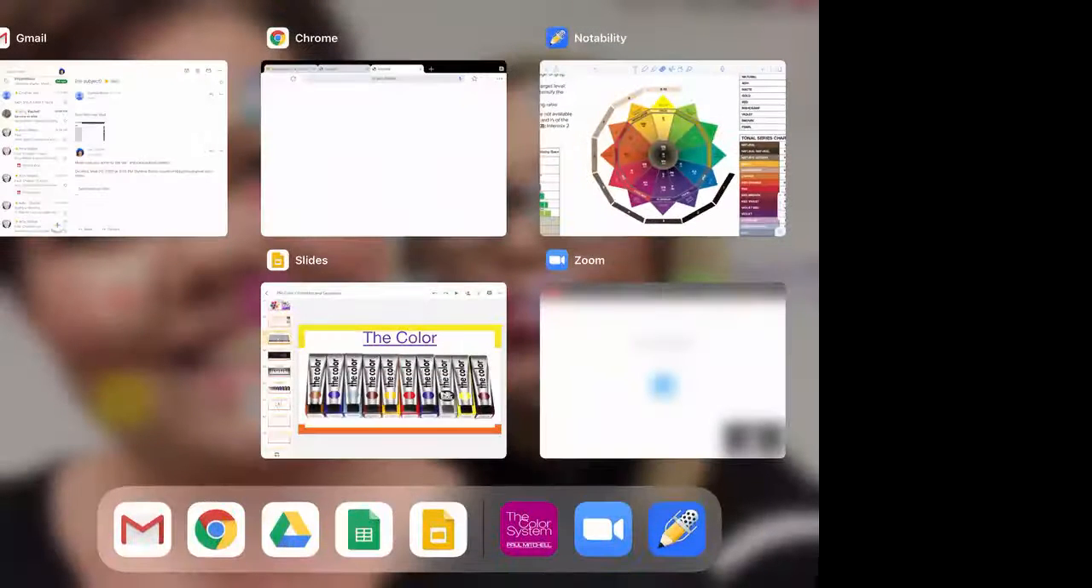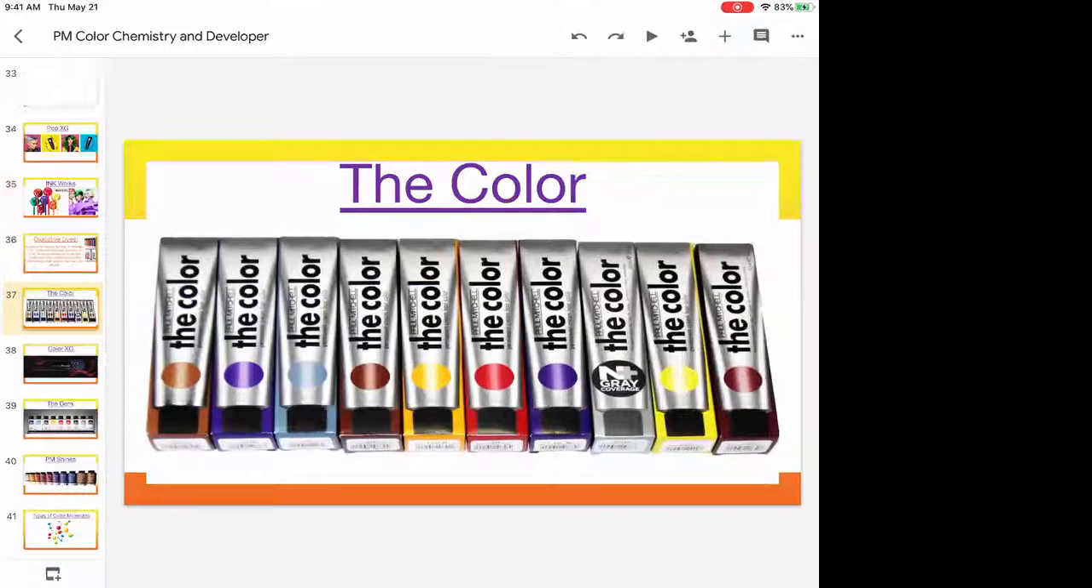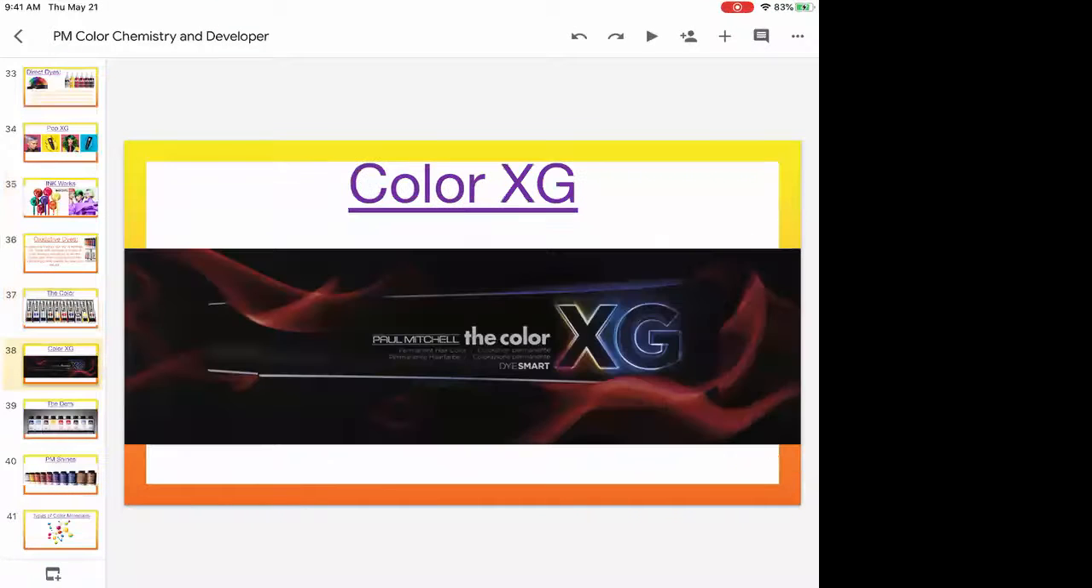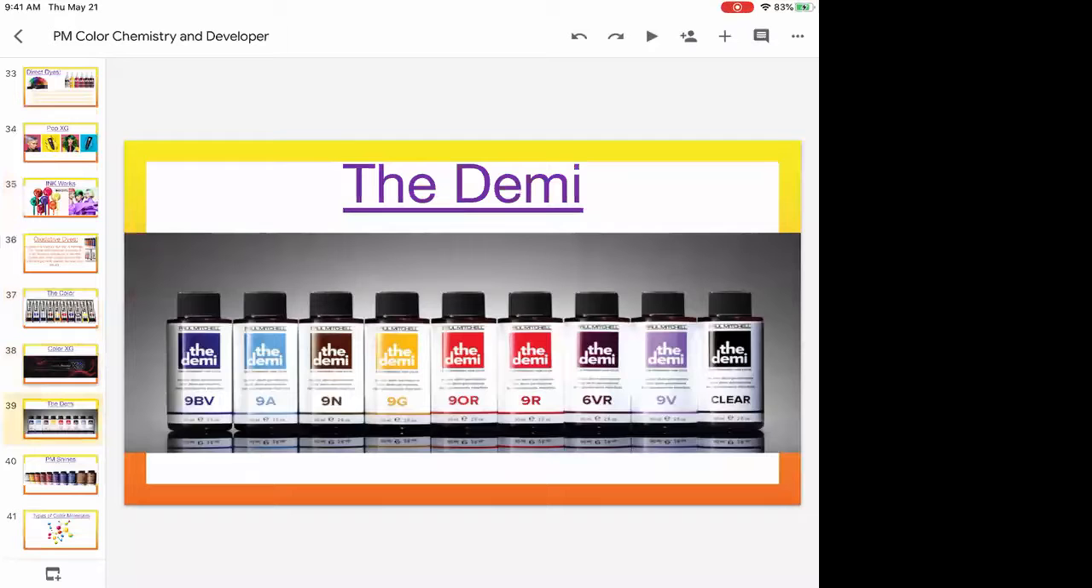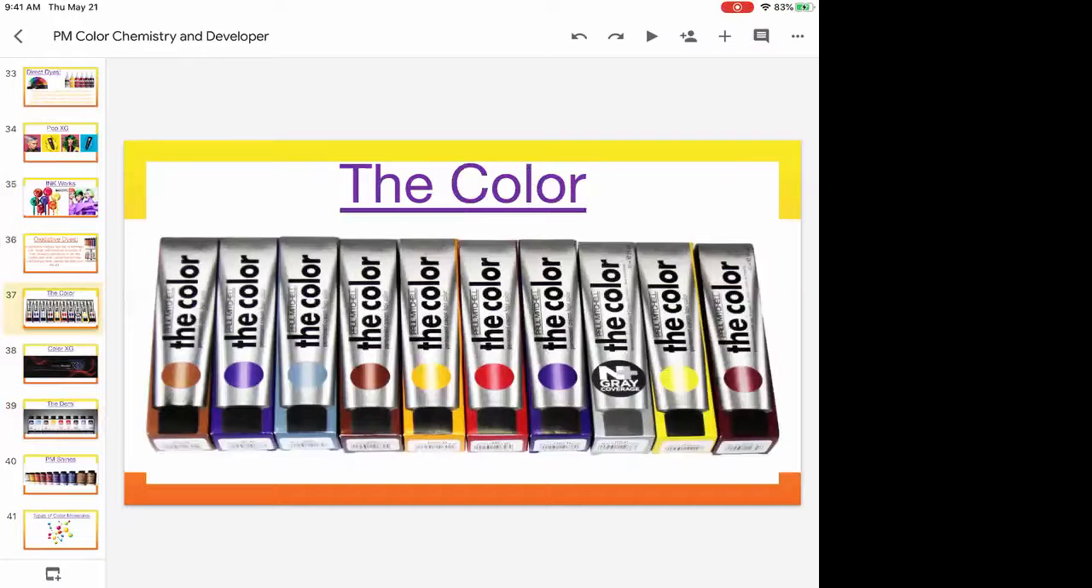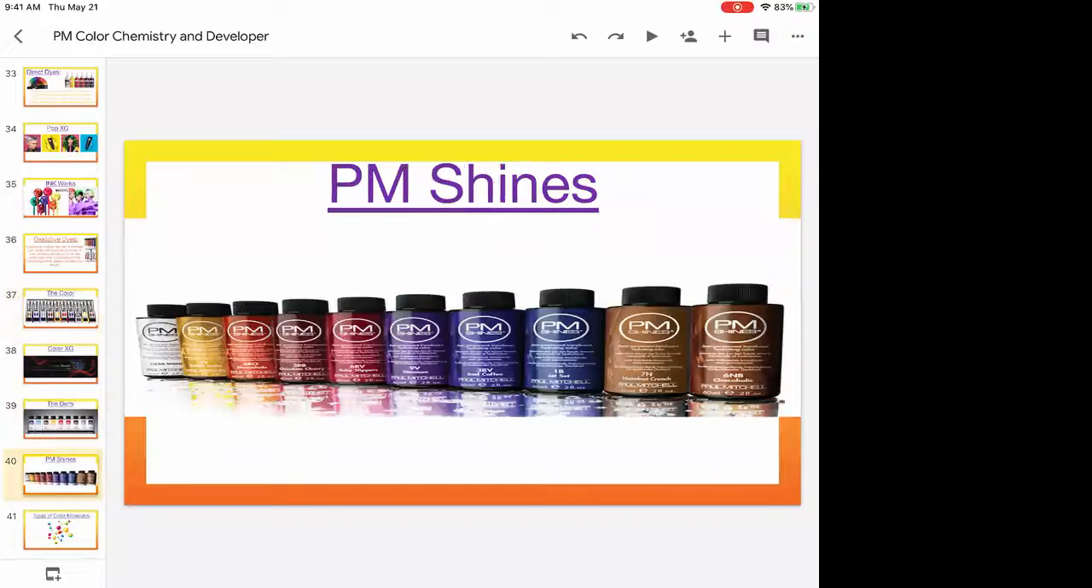All right. So here's the color. This is the other permanent color, XG. That's one we were just looking at. We have demi, right? So the demi colors match up with the color XG. So demi's kind of like try it before you buy it. So in those tonal bases, in the demi, you've got everything in the color XG. And then also Palmital, the color, matches up with PM Shines.